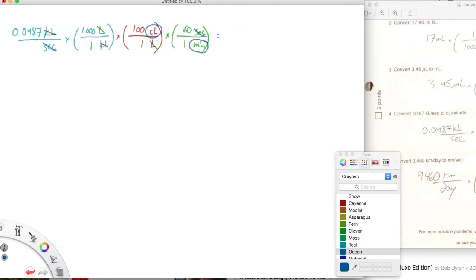And you should get as a final answer, if you round to 3 figures, 292,000 centiliters per minute. Don't forget your units. We work so hard to get those units, so don't forget those.